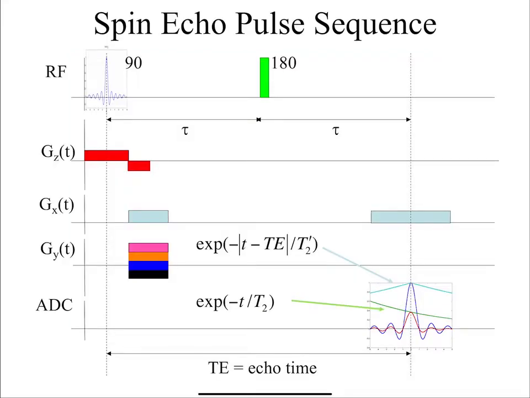So a spin echo sequence looks exactly like what we had before, except we have this 180-degree pulse right in the middle. And so now at the center of k-space, I have this exp(-TE/T2) weighting. So instead of T2 star, I have a T2 weighting here.